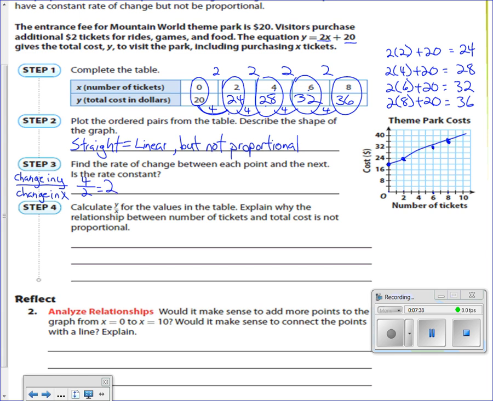So our rate of change between each point is 2. So is the rate constant? Well, yes, it was the same change every time, so yes.